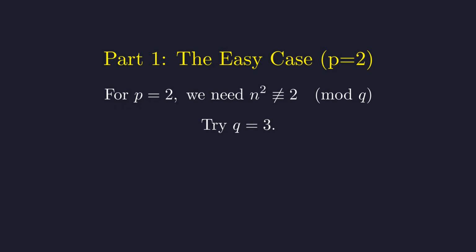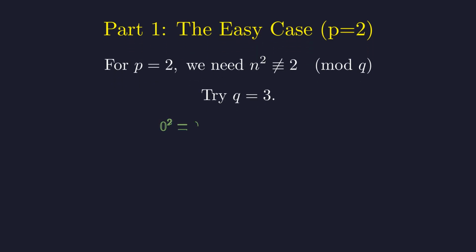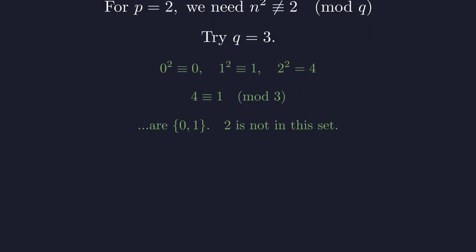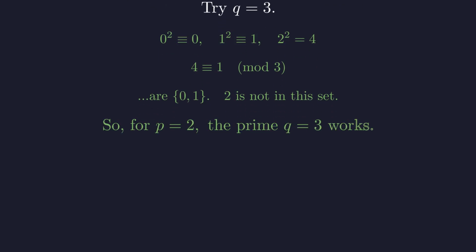Let's test q equals 3. Let's check all the possible squares modulo 3. Since 4 is congruent to 1, the only possible results for n squared are 0 and 1. The number 2 is not a square modulo 3. Therefore, n squared can never be congruent to 2. So for the case p equals 2, we found our prime. q equals 3 works perfectly.